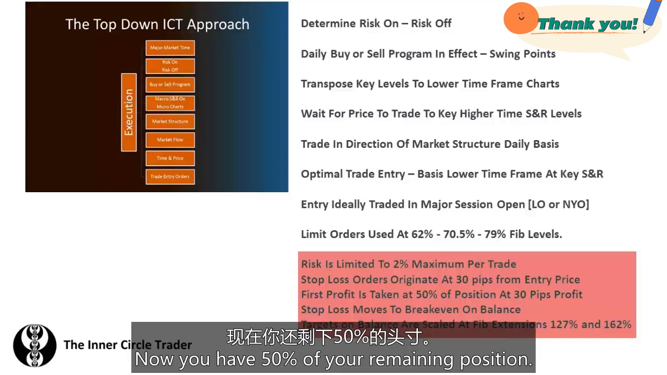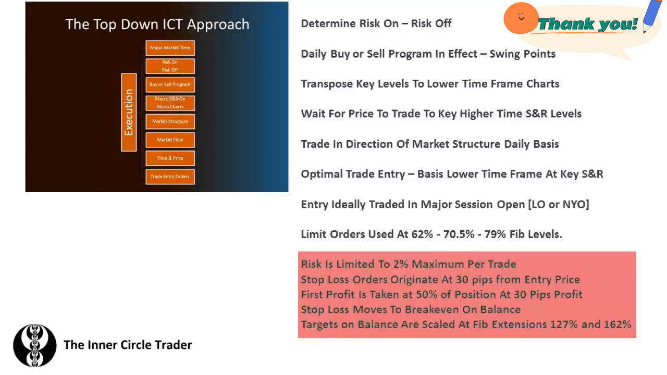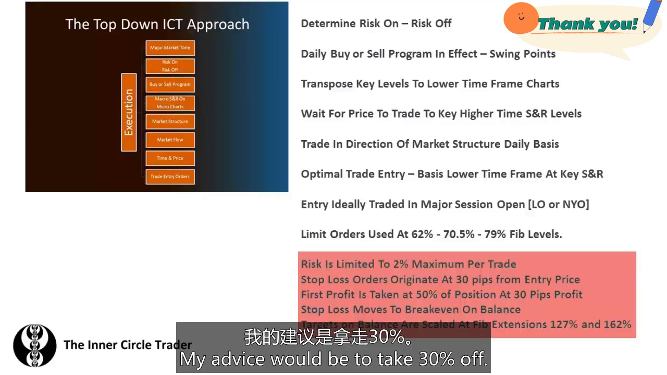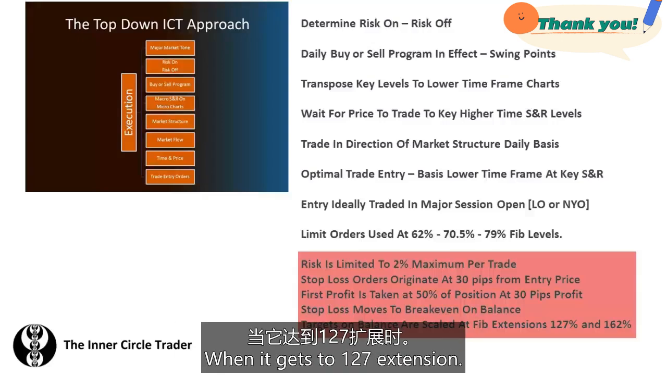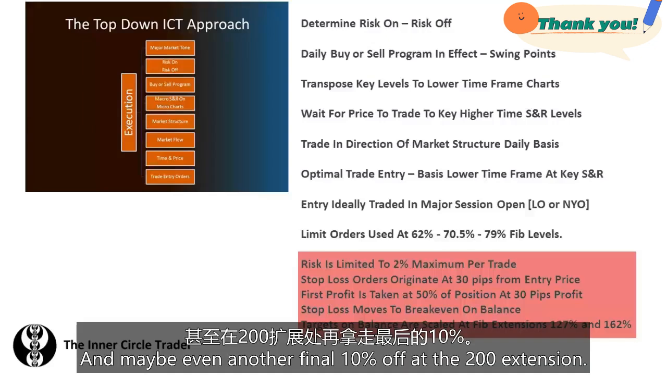Now you have 50% of your remaining position. There's a couple ways you can handle that. If you are uncomfortable and you're still learning, my advice would be to take 30% off when it gets to the 127 extension, and then take 10% more off at 162, and maybe even another final 10% off at the 200 extension.